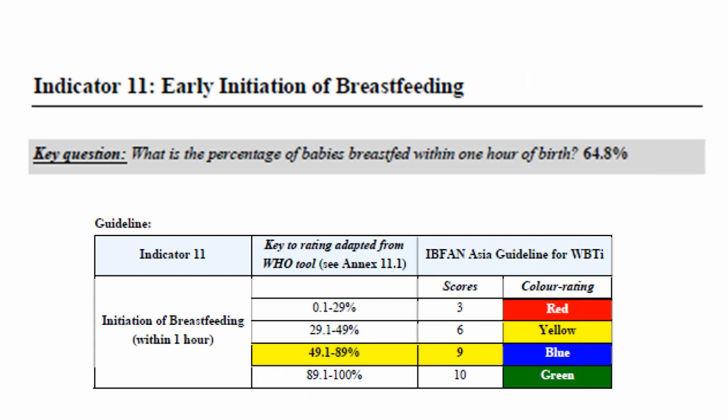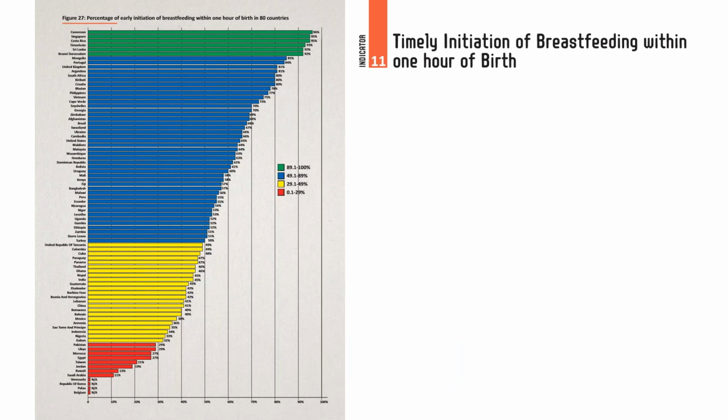So looking at indicator number 11, the percentage of babies breastfed within an hour of birth. We scored in the blue here, thanks to information from the NPIC. And this is asking the question, timely initiation of breastfeeding within 1 hour of birth. And here we are in the middle of the blues.